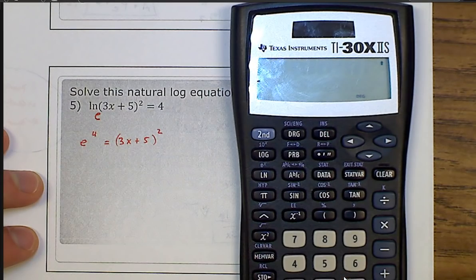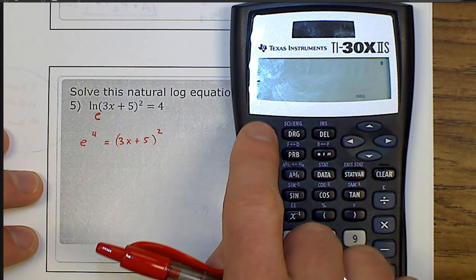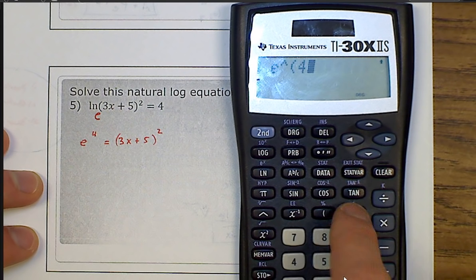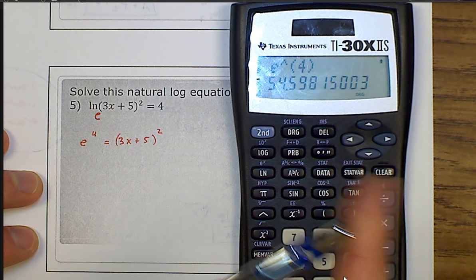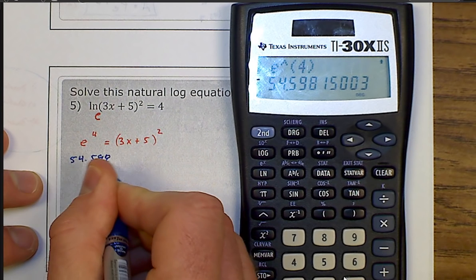So e to the 4th: right above your calculator, right above the ln button, is e to the x. So second e, you just type in 4, hit equals. So this is essentially 54.598. And the reason I don't like this problem is because you actually have to round.